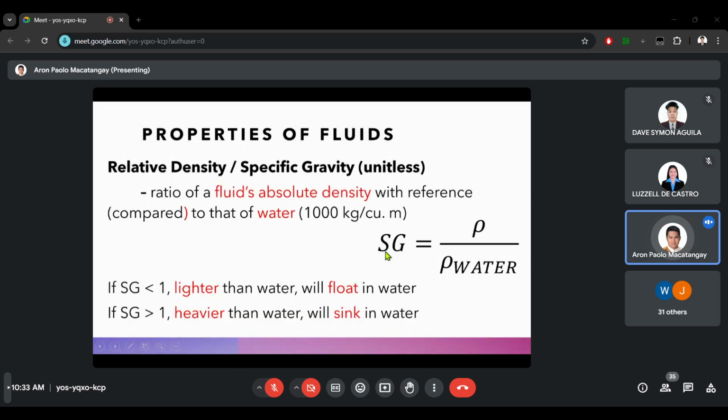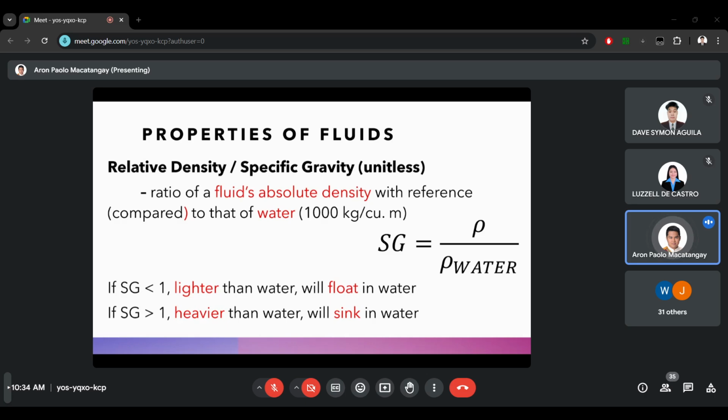So if the value of SG that you solve is less than 1 or smaller than 1, then that means the density of your fluid is lighter than water, so it will float in water. Okay? If your SG is greater than 1, then it is heavier, so it will sink in water. Okay, so this will affect the layering, if you remember earlier, the layering of fluids in a container.